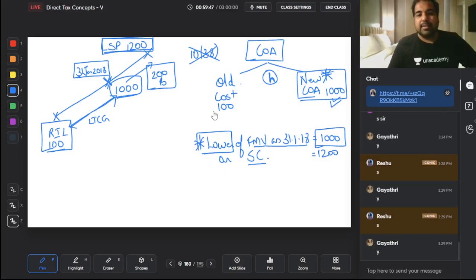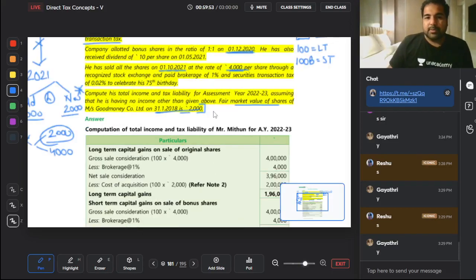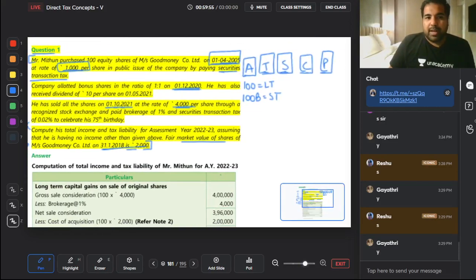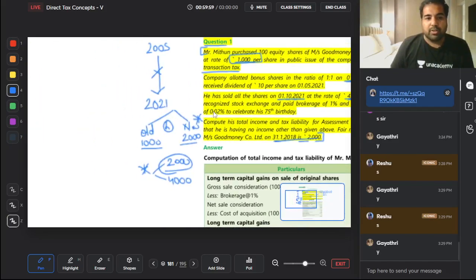Yes. In that case, can you use the new or the old cost? Whichever is higher. Yes. Alright, so let's solve this, guys. These are two different assets, so I'm doing two different calculations. Be with me. Let's do the calculations on this side.